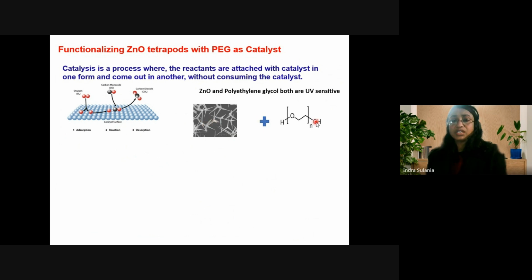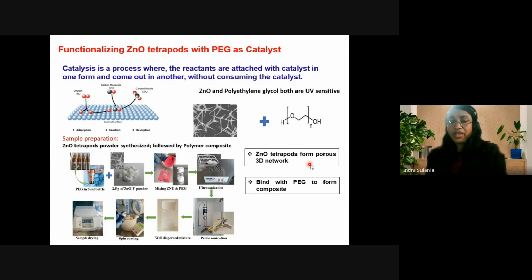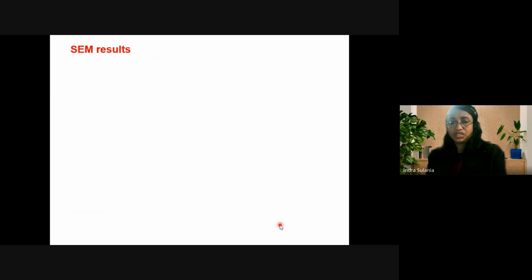We took zinc oxide tetrapod plus polyethylene glycol, formed a well-dispersed solution using probe sonication, and spin coated the samples in the form of thin films. Why? Because they have a porous geometry, and PEG binds with the tetrapod legs, and they show efficient catalysis.